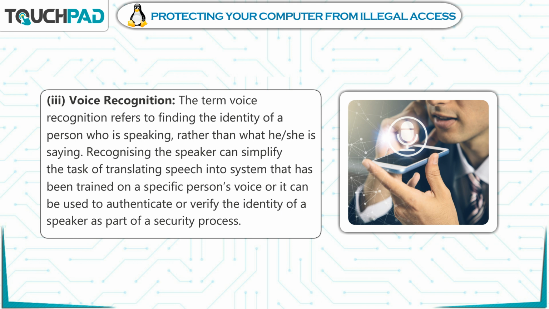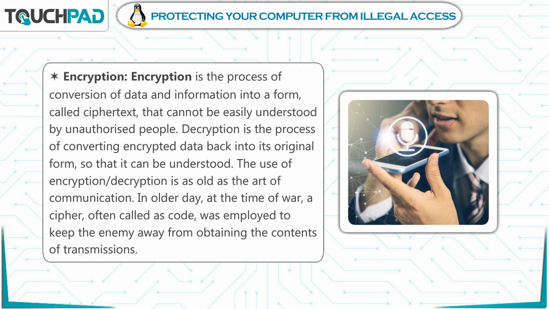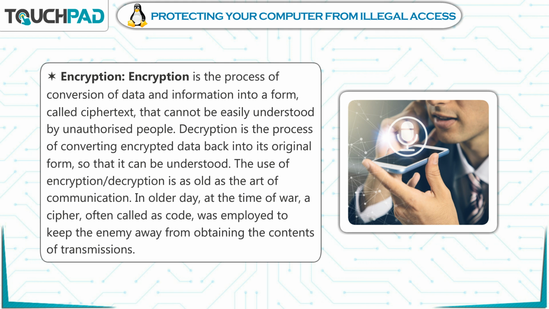Recognizing the speaker can simplify the task of translating speech into a system that has been trained on the specific person's voice, or it can be used to authenticate or verify the identity of a speaker as part of a security process. Encryption. Encryption is the process of conversion of data and information into a form called ciphertext that cannot be easily understood by unauthorized people. Decryption is the process of converting encrypted data back into its original form so that it can be understood.